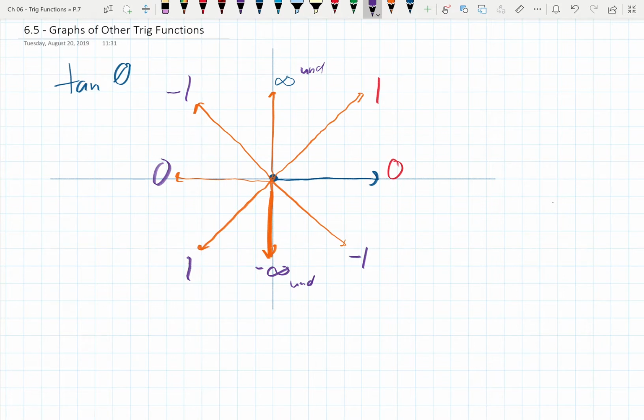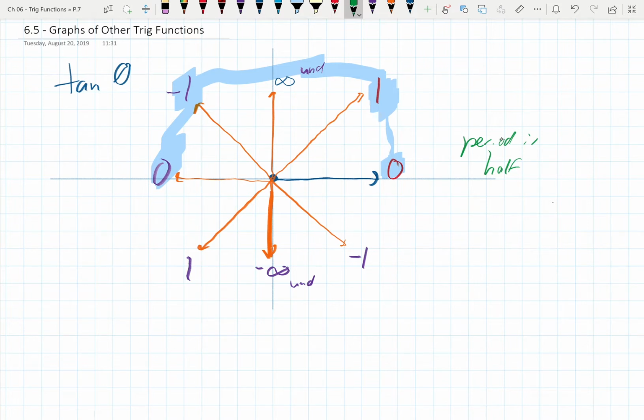Impressive. When we get back down to this, I really do want you thinking that we start at 0, and we move through a cycle of 0, 1, undefined, -1, 0. And we get right back to 0 in half the time it took us to do it with sine and cosine, which means the period is half that of sine and cosine. The default period is not 2 pi, the default period is pi. And that means the period will be pi divided by b, because when you divide by b, that's the stretching that happens.